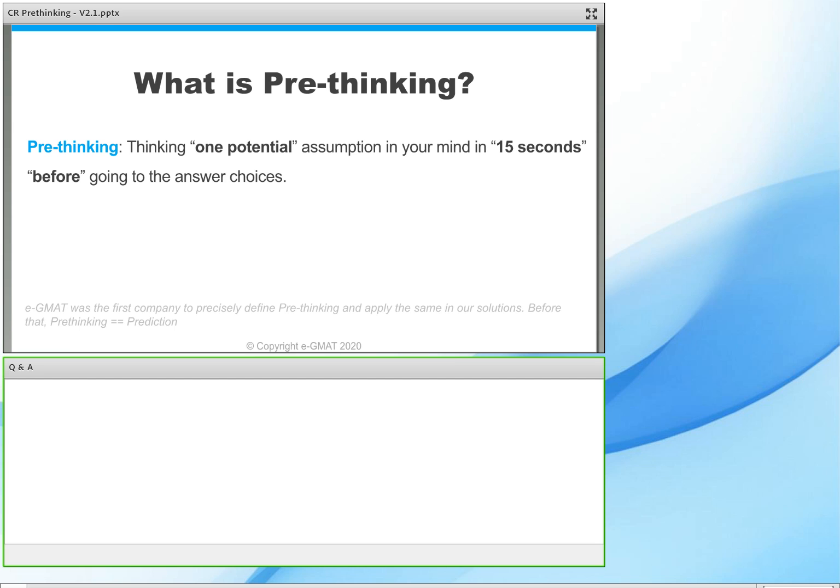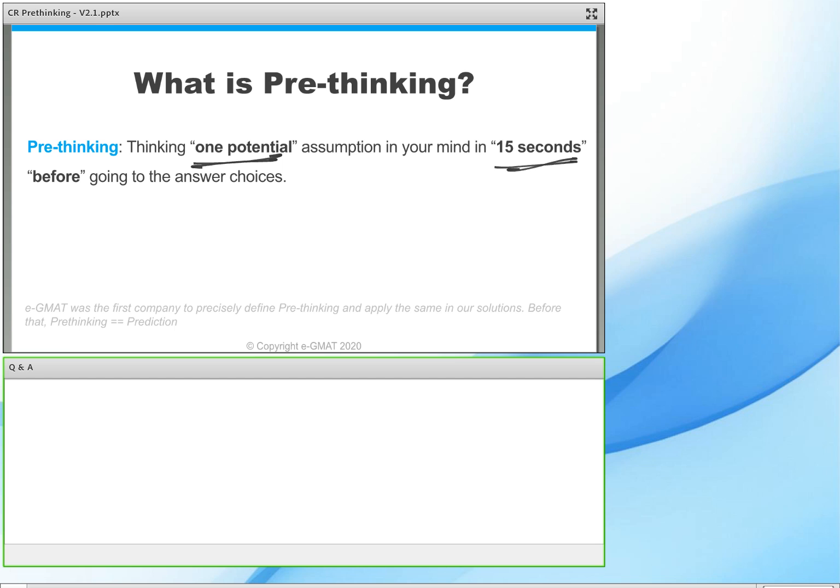The key thing over here is that, in an argument, you can have multiple assumptions. We're not trying to figure out each and every assumption. Pre-thinking is a means to ensure that you understand the logic that the author uses. It's a litmus test for that. And that's why if you can come up with one potential assumption, you're good.